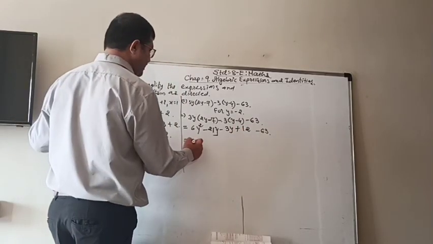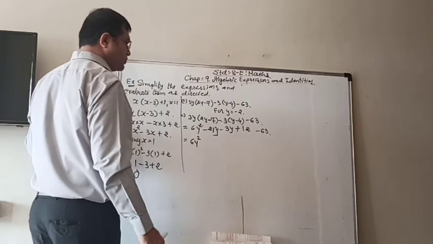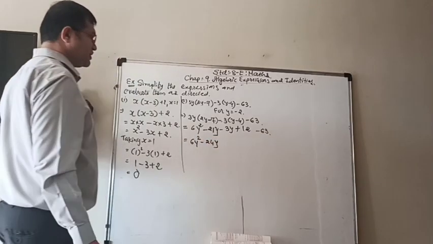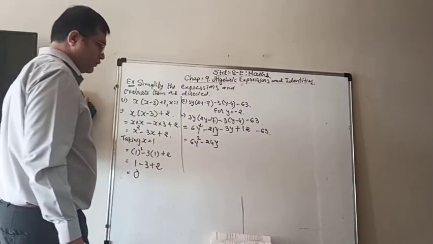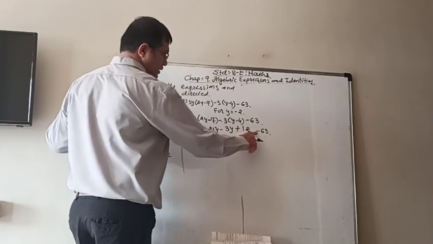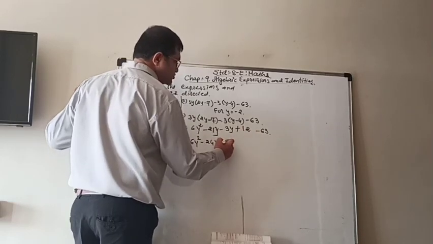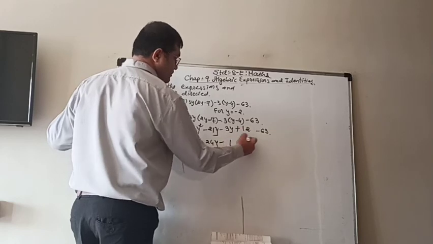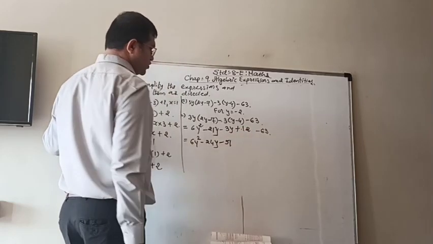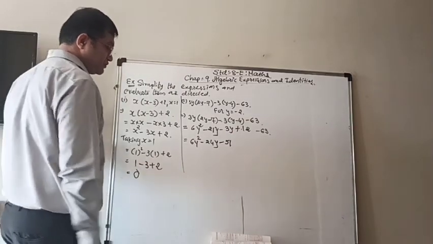Now if there are like terms, we have to add them. Minus 21y minus 3y, how much? Minus 24y. 6y square minus 24y. And now here 12 minus 63. Here different signs, so we will subtract 63 minus 12 with a negative sign. So 3 minus 2 is 1 and 6 minus 1 is 5. So 6y square minus 24y minus 51.